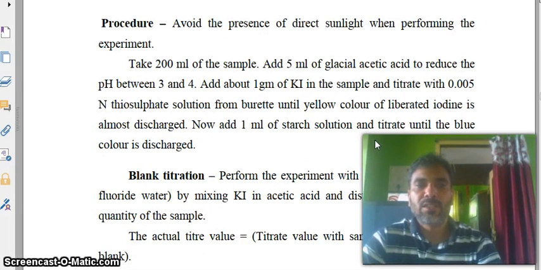What is the procedure? Avoid the presence of direct sunlight when performing the experiment. Take 200 milliliter of sample, add 5 milliliter of glacial acetic acid to reduce the pH to between 3 and 4. Add about 1 gram of potassium iodide in the sample and titrate with 0.005 normal thiosulfate solution from the burette until yellow color of the liberated iodine is almost discharged. Now add 1 milliliter of starch solution and titrate until the blue color is discharged.